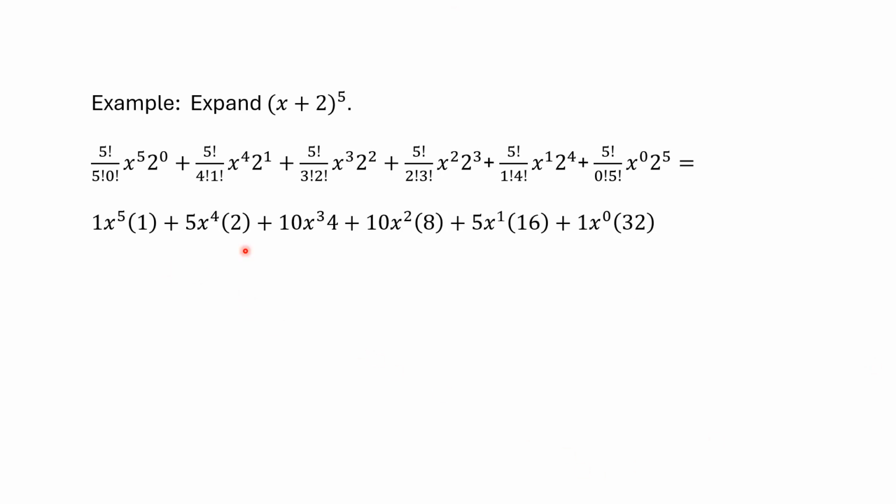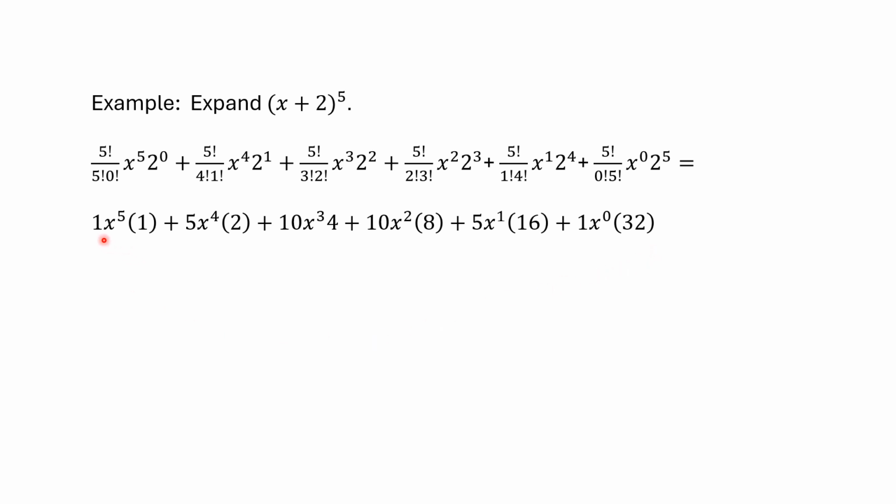So we have 1 x to the 5th, 2 to the 0 is 1. 5 x to the 4th, 2 to the 1st is 2. 10 x cubed, 2 squared is 4. 10 x squared, 2 cubed is 8. 5 x to the 1st, 2 to the 4th is 16, and 1 x to the 0, 2 to the 5th is 32.